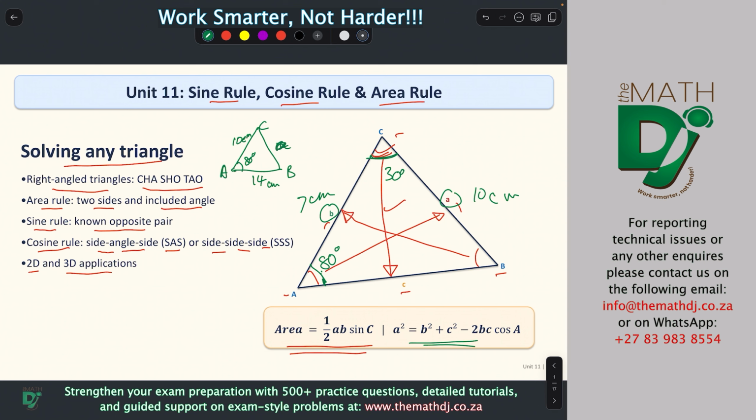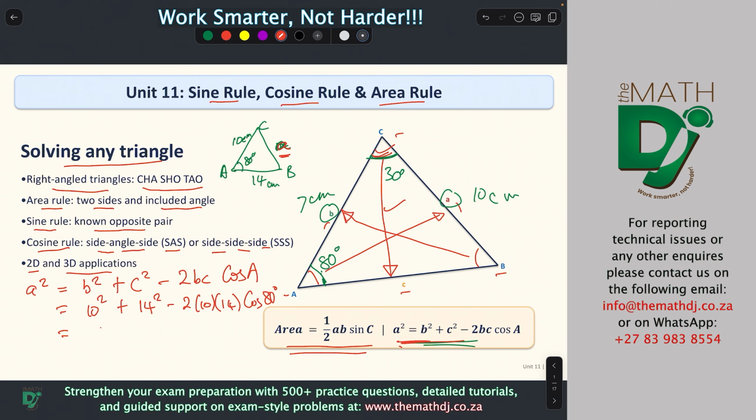So for you to find A, you can use this formula. A squared is equal to B squared plus C squared minus 2BC cos A. Then you substitute: in this case your B is 10, your C is 14, so 10 squared plus 14 squared minus 2 times 10 times 14 times cos 80 degrees. So when you simplify, you punch it in your calculator.